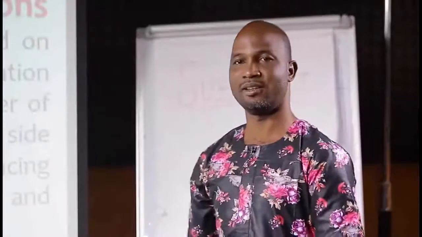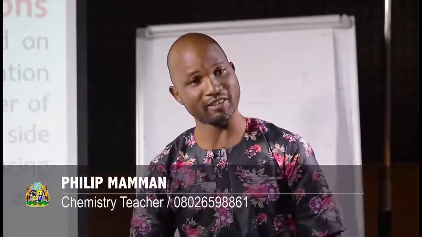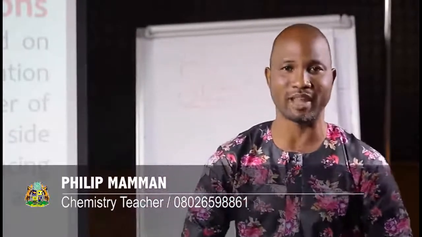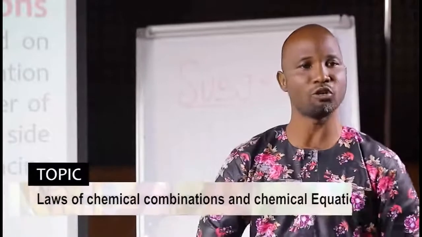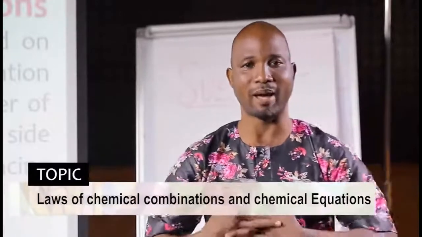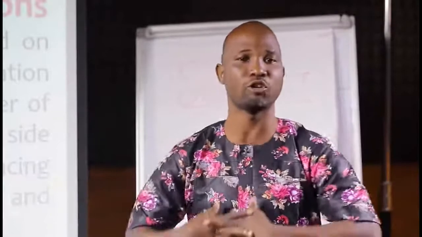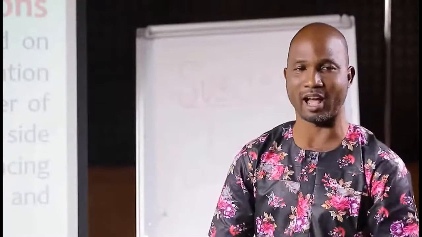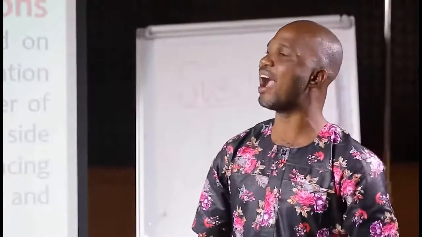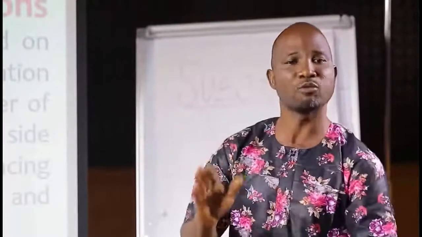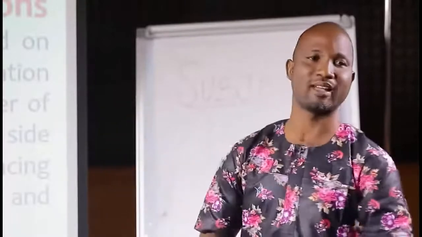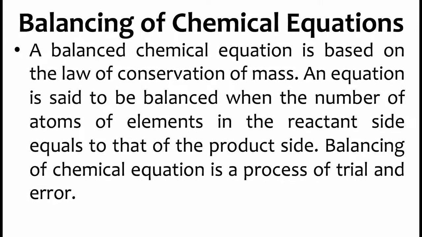Finally, my students, the main thing you must put emphasis on is how to balance a chemical reaction. Like I said, it's based on the law of conservation of mass. Atoms can neither be created nor destroyed during a chemical reaction. What it means is that every atom on the left-hand side must be equal to the atom on the right-hand side. So a balanced chemical equation is based on the law of conservation of mass.